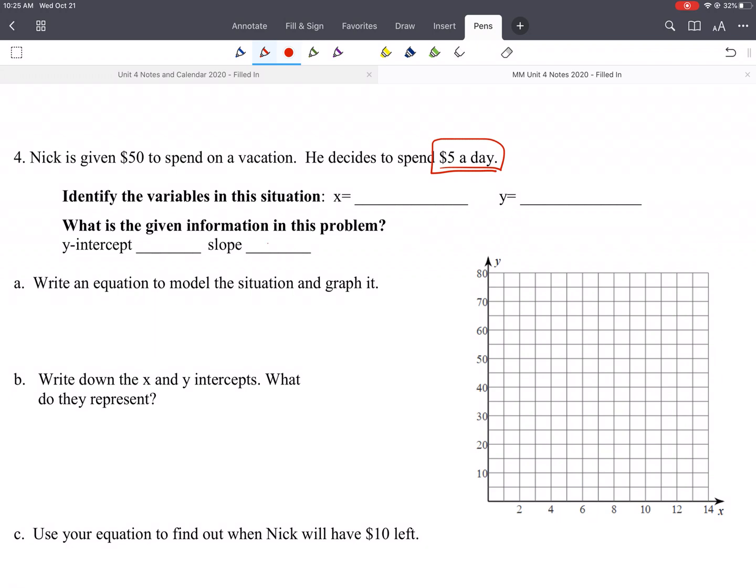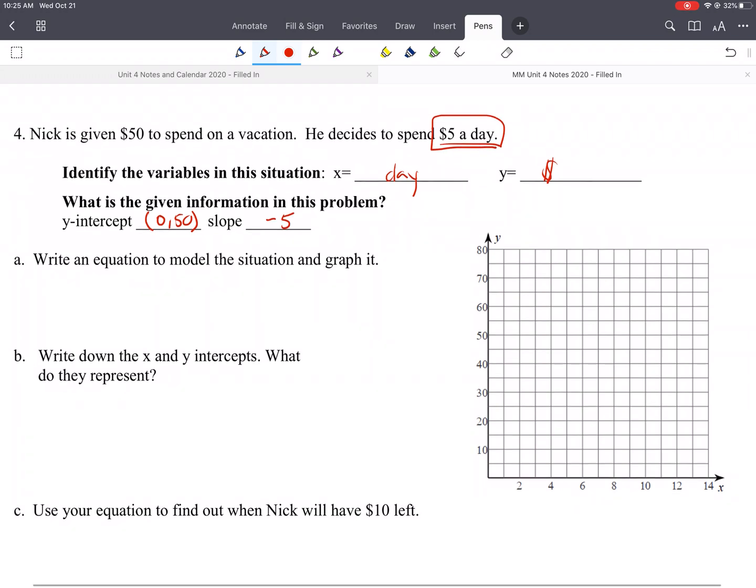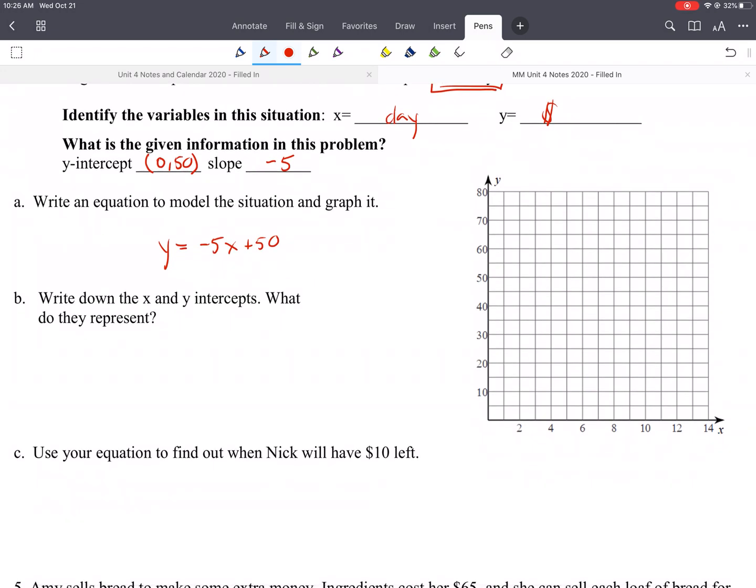So that would be our slope, and he's spending it, so he's losing $5 a day, okay? Again, x is going to be our time, this will be days, and this will be our dollars. It seems like y is dollars a lot. Our initial value here would be 0, 50, okay? Because initial money is $50. Equation here would be y is equal to negative 5x plus 50. We want to write down our y-intercept. We already wrote that here. So what it represents is initially he has $50.